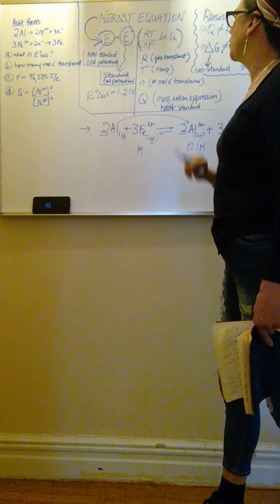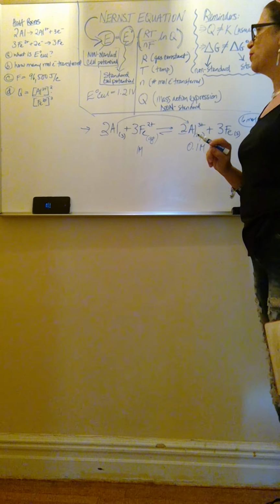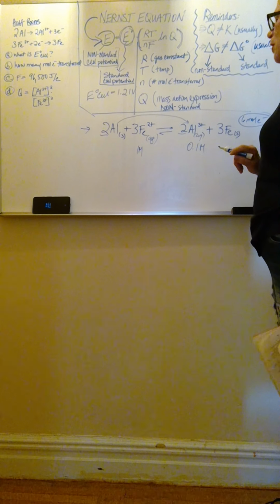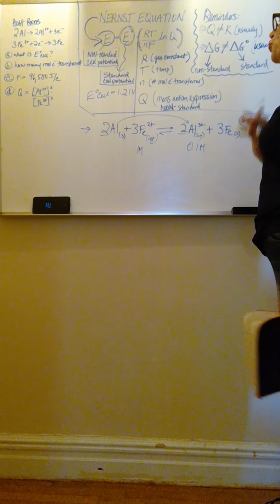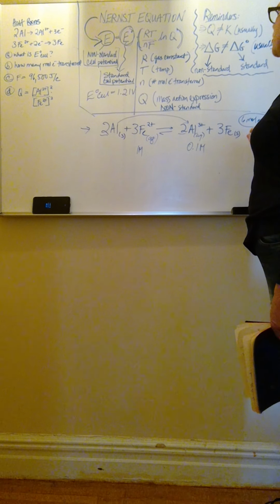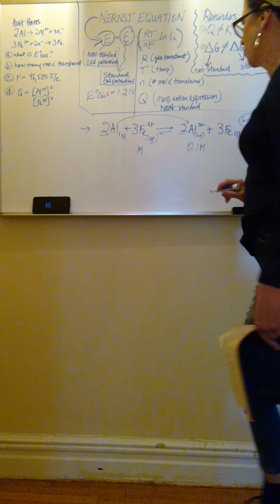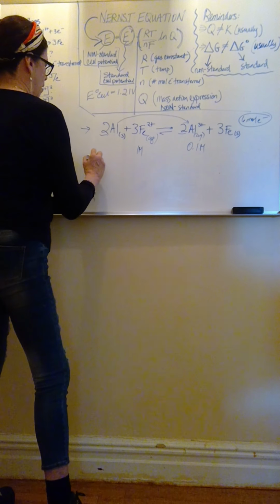Our temperature is going to be 298 K. Faraday, we already discussed, 96,500 joule per mole Kelvin. Joule per coulomb, rather. And I think that covers it except for Q. So let's start and ignore Q for the moment. Let's just get everything else in here.